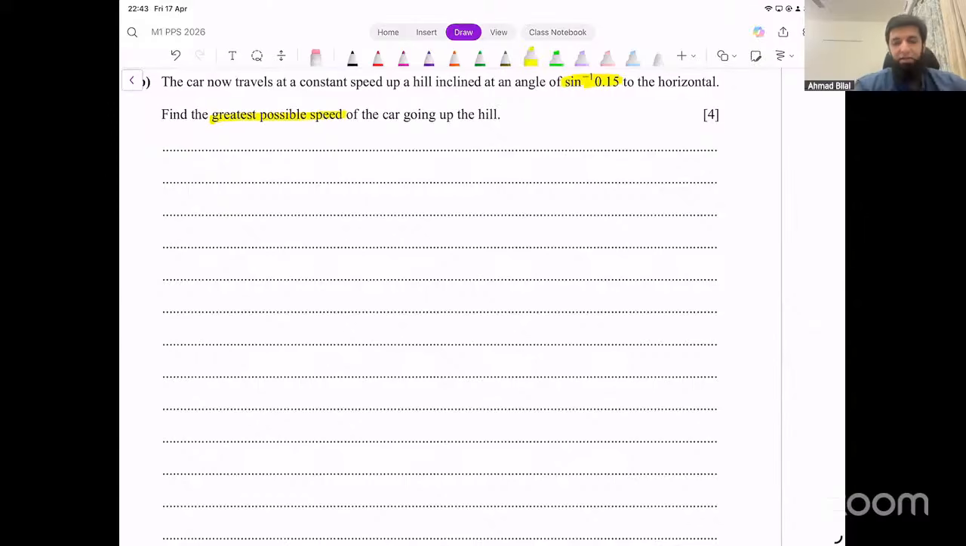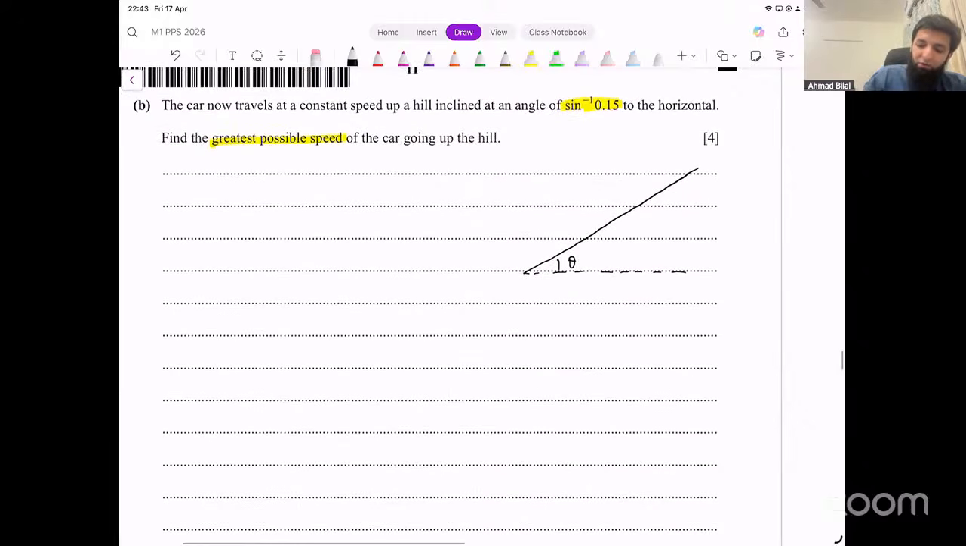So again, we'll use the greatest power value from there. It's an inclined surface. It goes like this. Let's call this angle theta. So what we're given is the value of theta is sine inverse of 0.15. So what's the value of sine theta going to be then? Sine theta is going to equal 0.15.